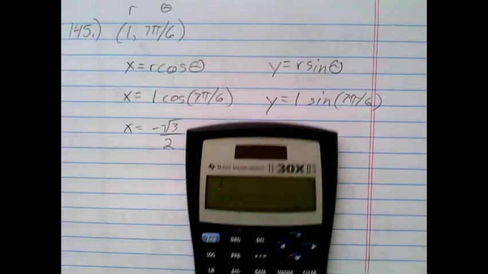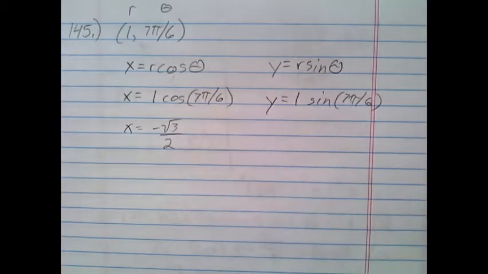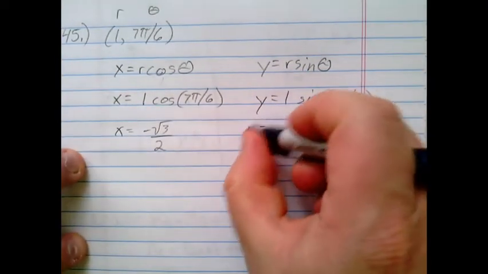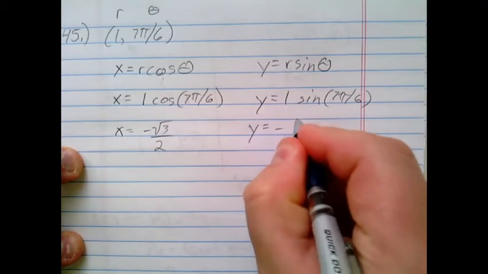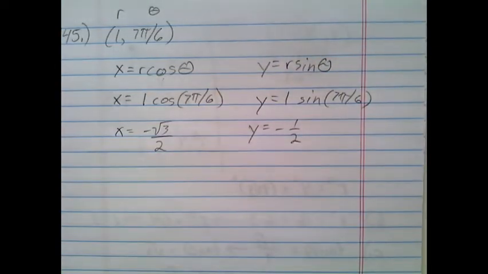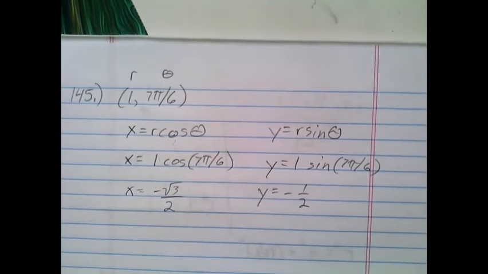Let's just check that real quick. 1 sine 7 pi divided by 6. Yeah, negative 0.5. Oh, so this is y, not x. y equals negative 1/2. All right. Well, pretty straightforward. Let's go ahead and go back to the outline and see what else there is to do.